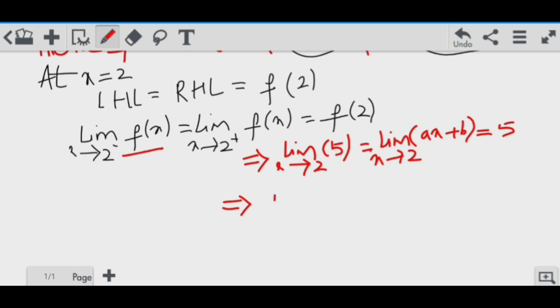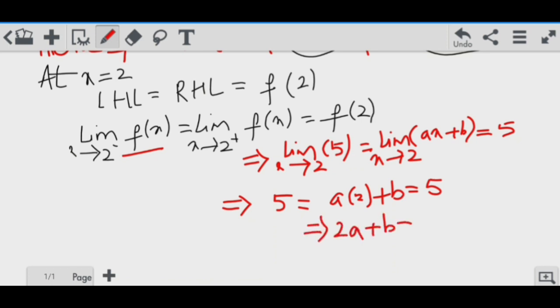Limit of a constant function is the constant, which is equal to the limit of this value, substitute 2 here. a into 2 plus b is equal to 5. Therefore from this we can write 2a plus b is equal to 5. Take this as equation number 1.